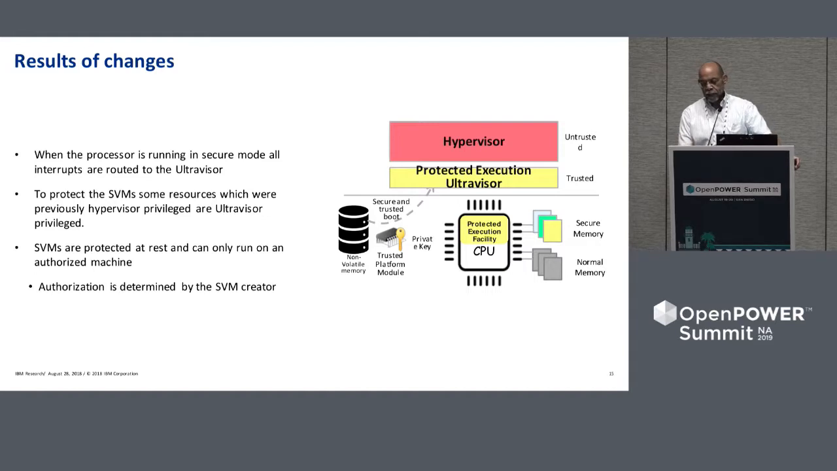SVMs are protected and can only run on an authorized machine, meaning if the ultravisor machine doesn't find the symmetric key encrypted with its public key, then the request to execute will fail. And that authorization is determined by the creator of the SVM, not by the hardware platform.